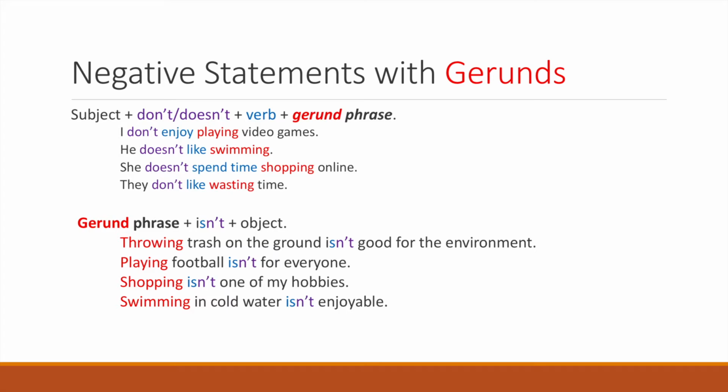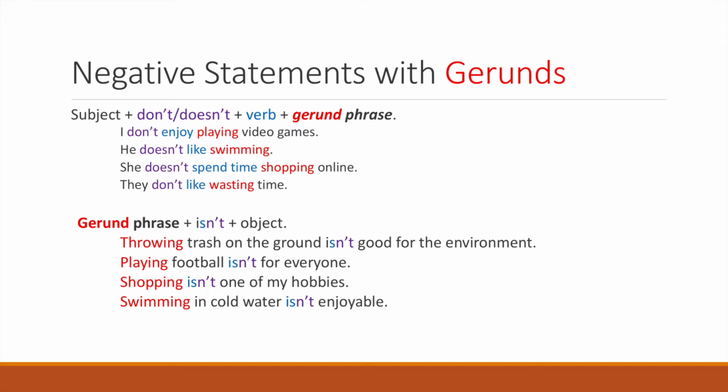Finally, to form negative statements with gerunds, we have to use the helping verb don't or doesn't. You'll remember that we choose do or does plus not based on the subject of the sentence. So for example, I don't enjoy playing video games. In this example, we have I as the subject, don't, because we have I, enjoy the verb, playing video games, the gerund phrase, the object of the sentence. He doesn't like swimming. Again, here we choose doesn't because it connects with the subject he, like the base verb after the negative, swimming, the gerund.